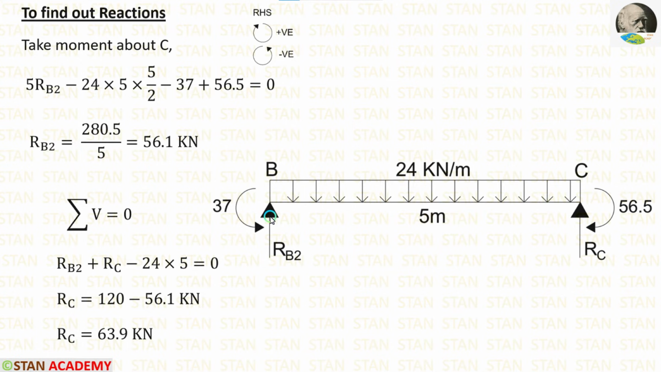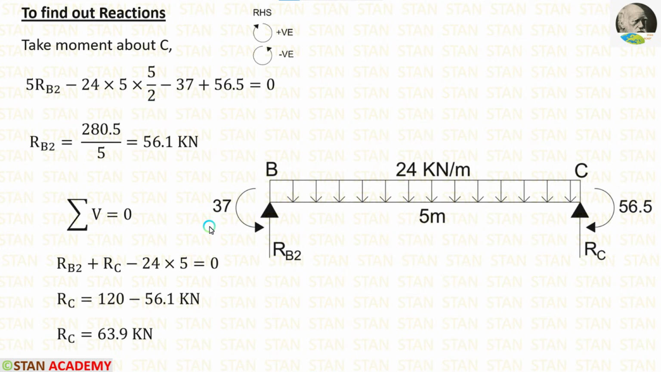The vertical reaction RB2 is acting towards the point C in the clockwise direction, so it will be positive, and the distance is 5, so 5 RB2. The UDL 24 kN per meter is acting towards the point C in the anticlockwise direction, so it will be negative. When the UDL comes, we have to multiply with the distance and the distance upon 2. Here the distance is 5 meter, so 5 into 5 upon 2.